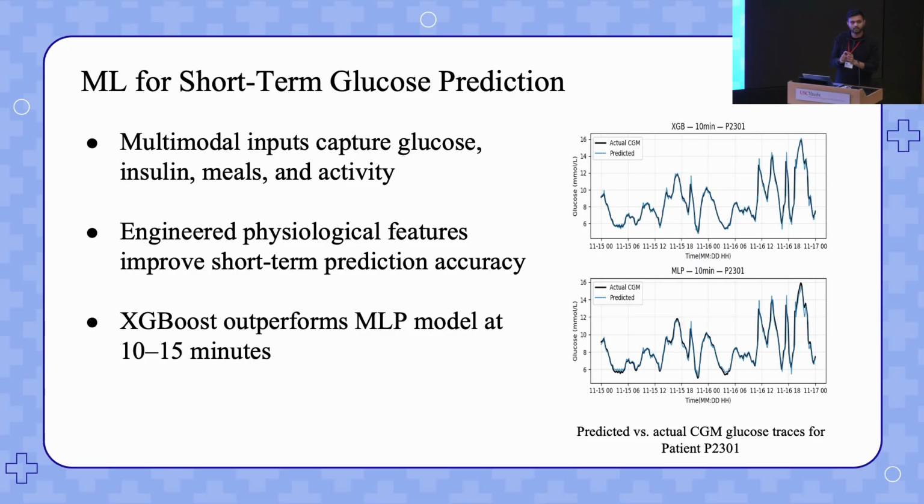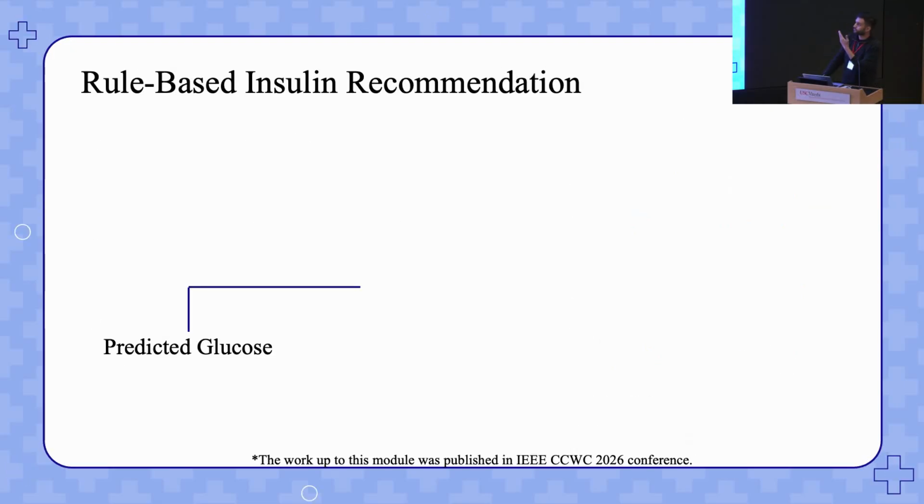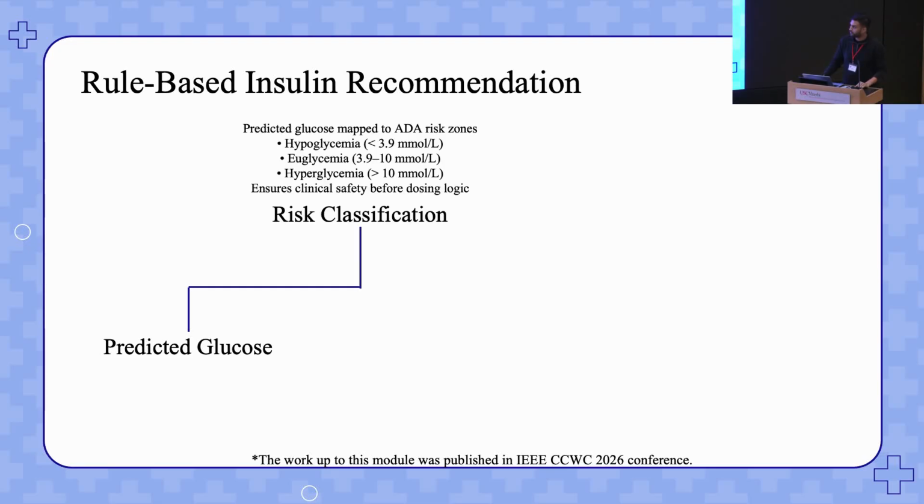And we are repeating this until all the patients are covered. Now we have the predicted glucose, which goes to the rule-based insulin recommendation logic, where it is first classified into the 3 risk zones defined by the ADA, American Diabetes Association: hypoglycemia, which is a low blood sugar level, normal range, and hyperglycemia, which is a high blood sugar level.